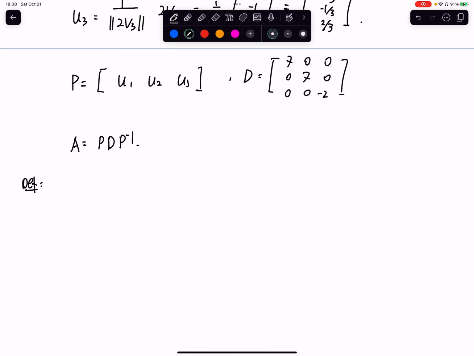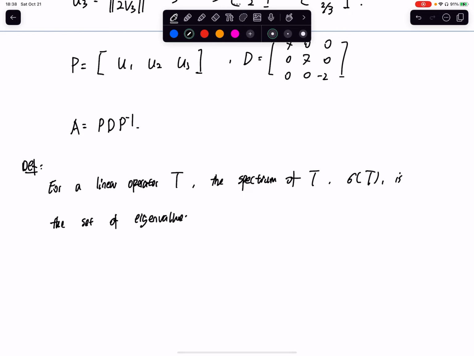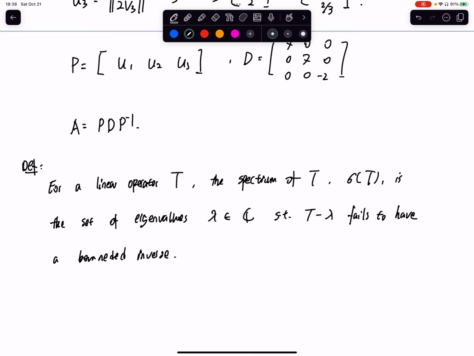So for a linear operator, namely T, the spectrum of T, denoted by sigma of T, is the set of lambda in C such that T minus lambda fails to have a bounded inverse. So trivially, the complement of the spectrum is the resolvent set. I think it's called the resolvent set.